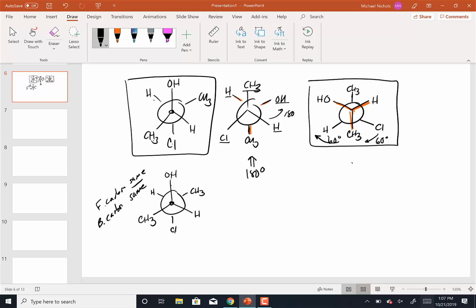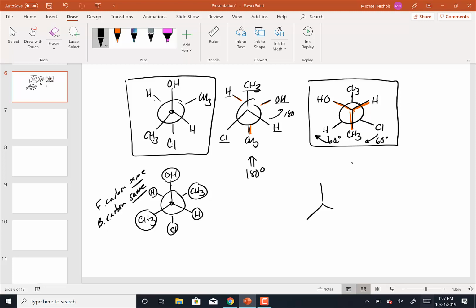So if the front carbon's the same and the back carbon's the same, they are the same, not meso. So they're the same and not meso. And why can't this molecule be meso? Because on the back carbon there's an OH, a CH3, and an H. On the front carbon, a CH3, an H, and a Cl. The front and back carbon do not have the same three groups attached.